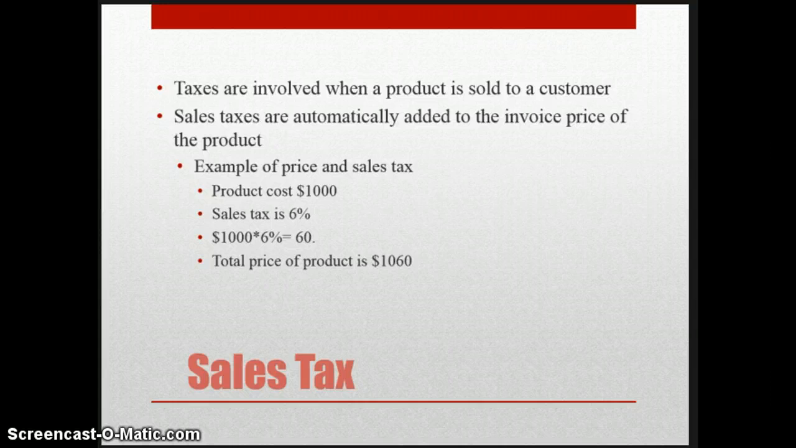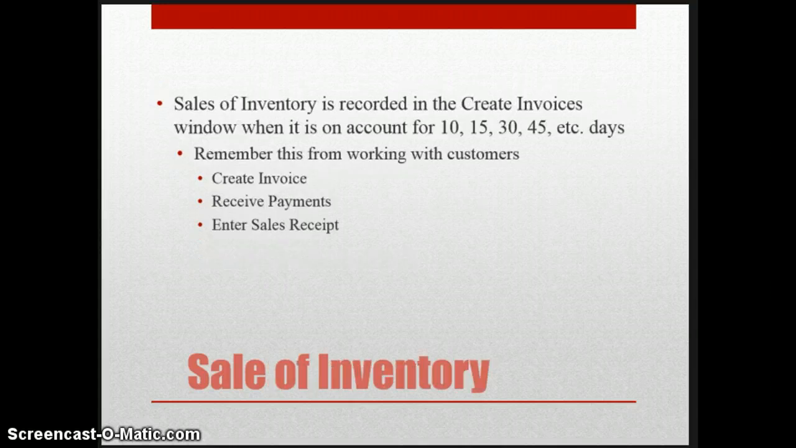Sales tax in QuickBooks is automatically added to the invoice price of the product. For example, here, I've given a product that costs $1,000. There's a 6% sales tax. 1,000 times 6% is $60. So the total price of the product is going to be $1,060. So that's just the way they do it. They're going to get their money, believe me.